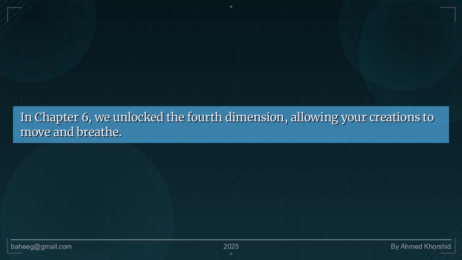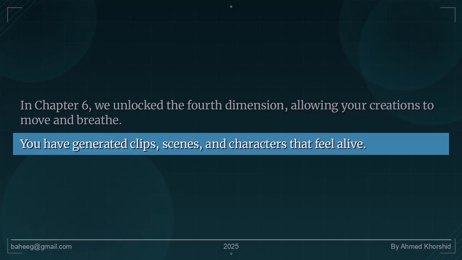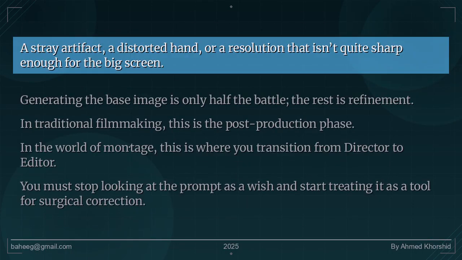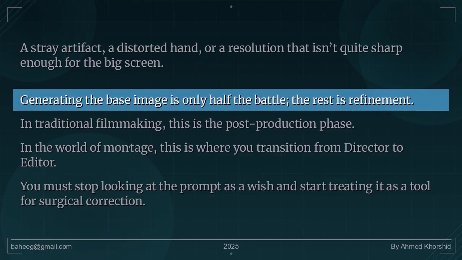In Chapter 6, we unlocked the fourth dimension, allowing your creations to move and breathe. You have generated clips, scenes, and characters that feel alive. But if you pause the frame or look closely at the raw output, you will likely see the imperfections. A stray artifact, a distorted hand, or a resolution that isn't quite sharp enough for the big screen. Generating the base image is only half the battle, the rest is refinement.